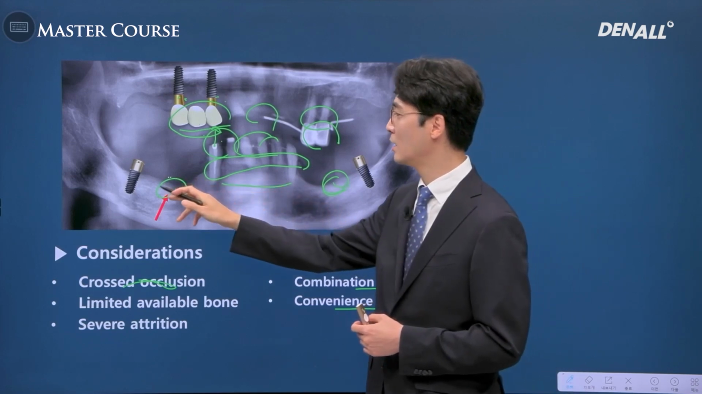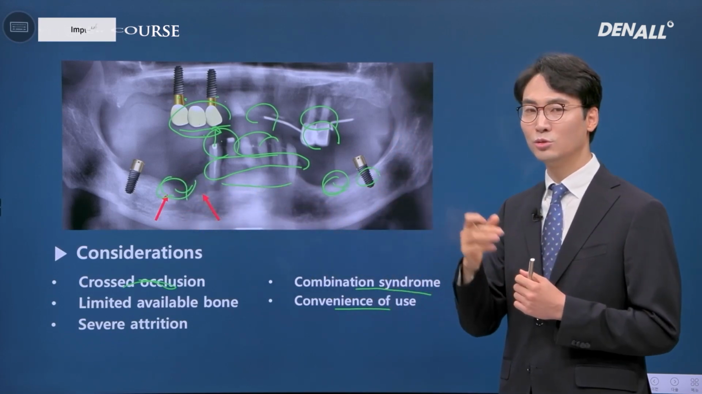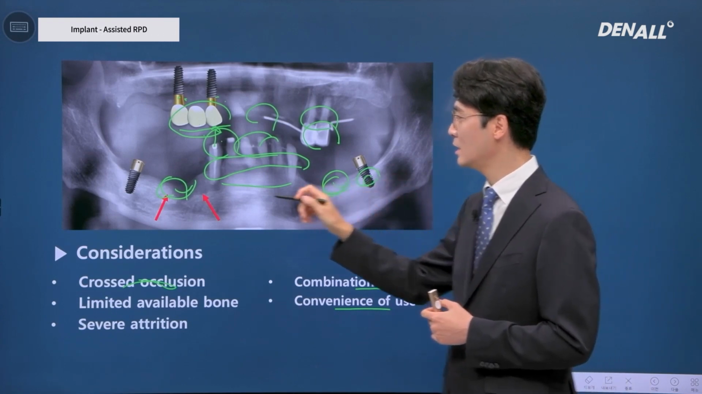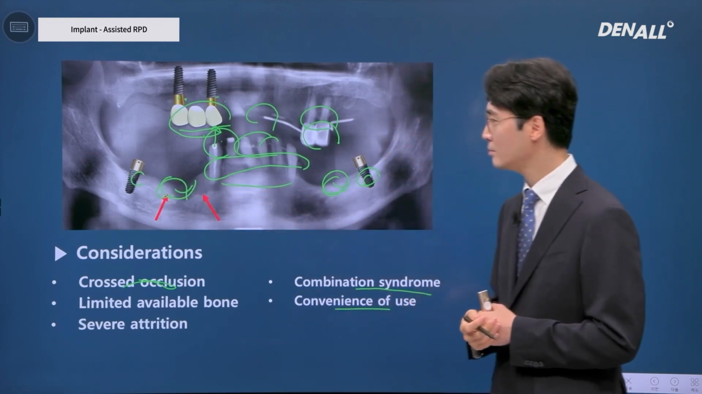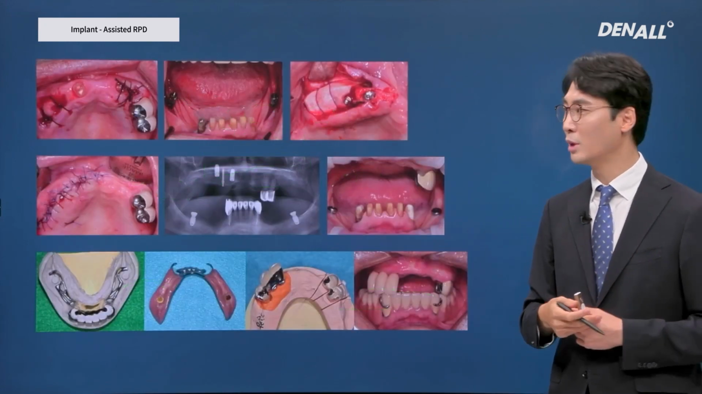In the case of the lower, there were areas where there was an insufficient amount of bone. There was insufficient bone in the most posterior area, but short implants were placed on each side. The plan was to do an overdenture type implant RPD.